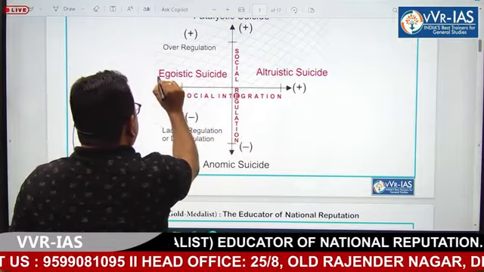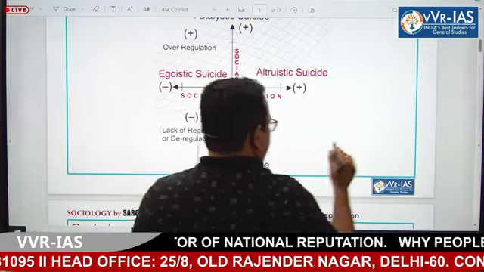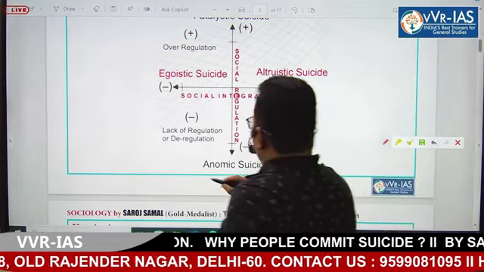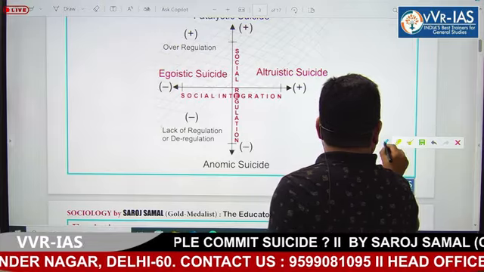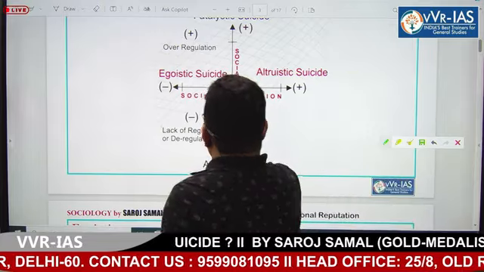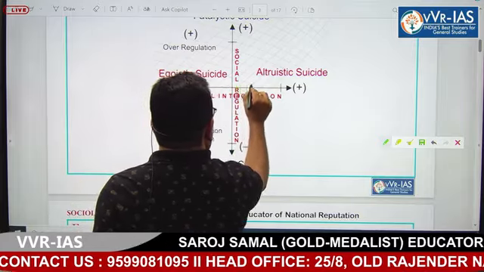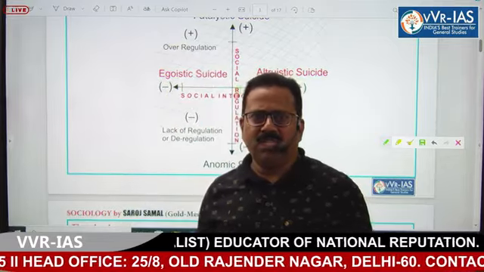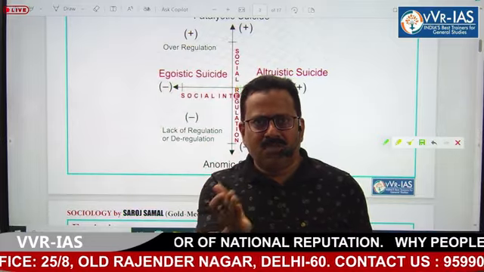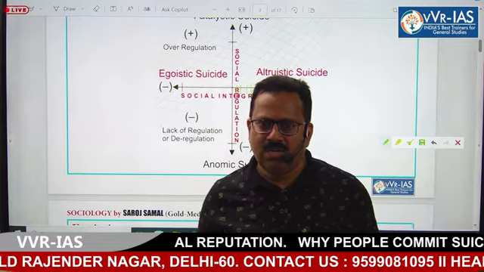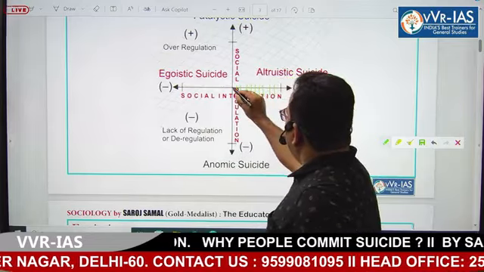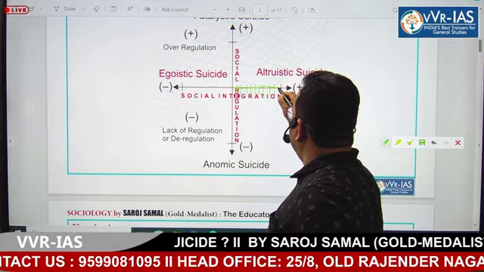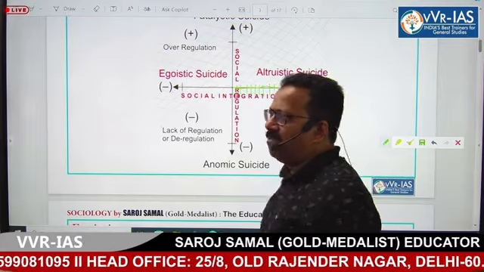A disintegrated person is experiencing egoistic suicide. But right now the person's integration or attachment with the group increased. As a person's attachment with the group increased, obviously the possibility of suicide started declining. The person's integration with the group increased, suicide potential got reduced, but it increased and surpassed beyond the desirable limit.